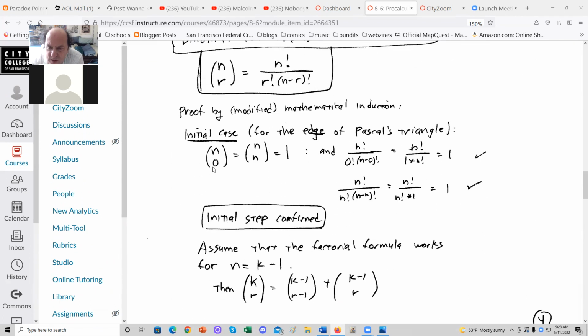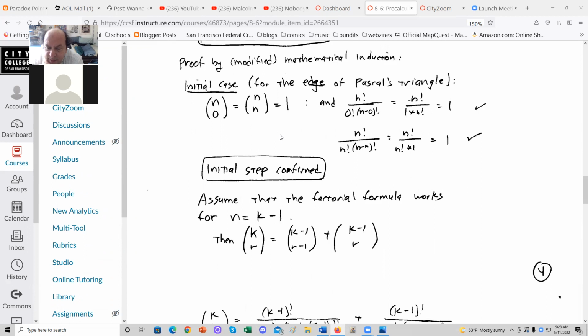N choose 0 equals n choose n equals 1. And if we check it out, n factorial over 0 factorial times n minus 0 factorial, that's n factorial over 1 times n factorial, which is 1, as it should be. Now, if we try here, n factorial over n factorial times n minus n factorial, that's n factorial over n factorial times 1, also 1. So these equal these, and the initial step is confirmed. This works for the edge.